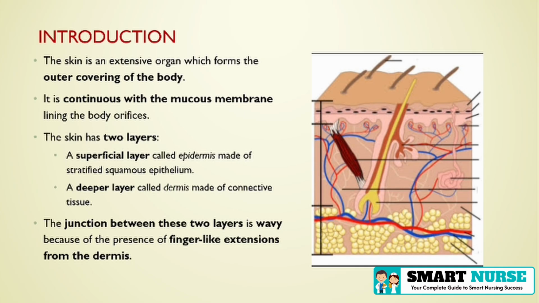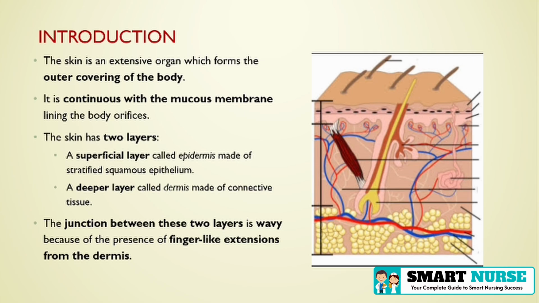So, what is skin? It is our body's largest organ, a protective outer covering that shields the body from germs, injuries, and UV light. The skin is an extensive organ which is continuous with the mucous membrane lining the body orifices. The skin has two main layers, the superficial layer and the deep layer.